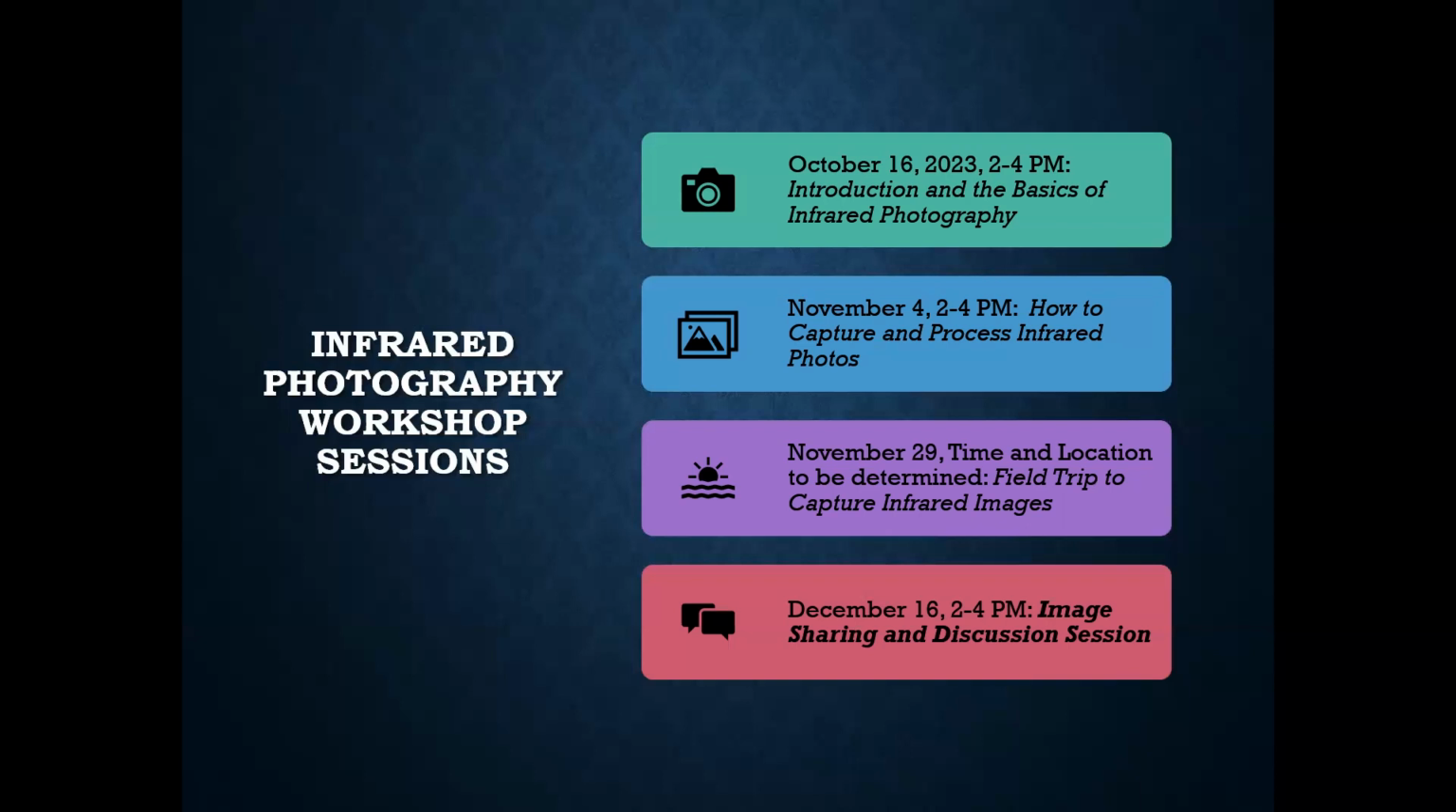The pinions and junipers around here don't glow quite as much, although I know how to make them glow in post-processing. Depends also on what filter you're using. The other possibilities, we could go farther south and we'd find more foliage in Phoenix, for example. Palm trees glow nicely in infrared. So that's another possibility. We can talk about that probably at the November 4th session, decide what our preferences are and plan it out at that time. So I won't elaborate any more on that now. But November 29th is the field trip.